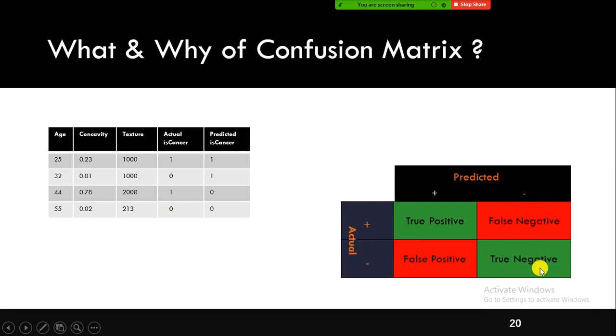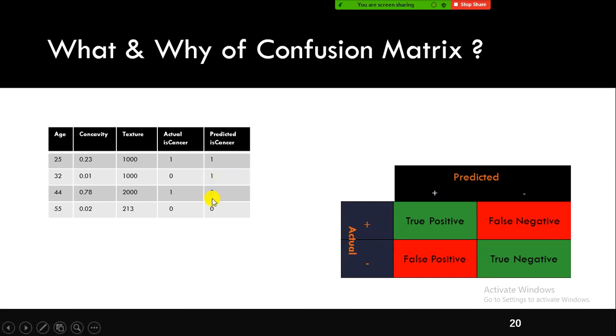This is true positive, true negative. And what is false positive, what is false negative? See, in this case, the model predicted the patient has cancer, but in reality he doesn't have cancer, right? Hence it is a false positive. Wrongly it classified this observation as a positive. That means it is a false positive.